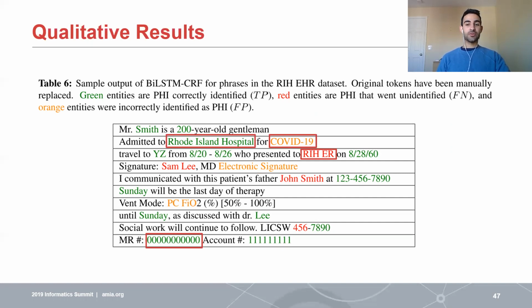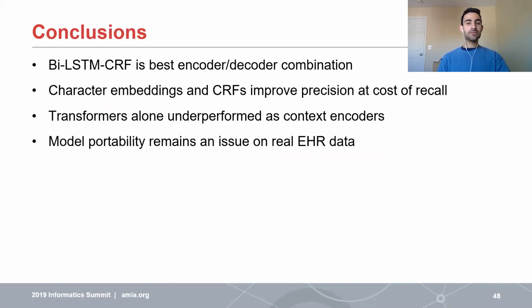Other research has shown that fine-tuning models on labeled data from local hospital EHRs may improve model portability. In conclusion, BiLSTM-CRF is the best performing encoder-decoder combination for the de-identification task. Character embeddings and CRFs improved precision at the cost of recall. Transformers alone underperformed as context encoders, and qualitative assessment of BiLSTM-CRF on local EHR data showed some success, yet the issue of model portability remains.